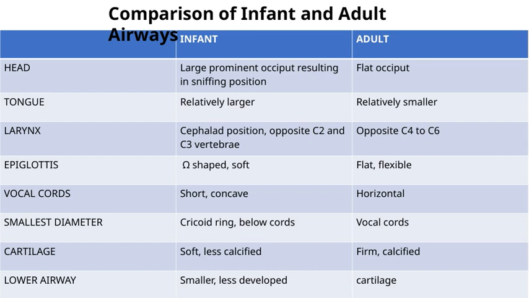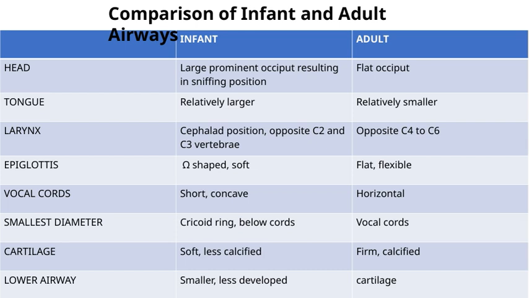When it comes to the vocal cords, infants have shorter, concave cords, whereas adult vocal cords are longer and more horizontal. The narrowest part of the airway also varies. In infants, it is at the cricoid ring, located below the vocal cords, while in adults, the narrowest point is at the level of the vocal cords themselves.